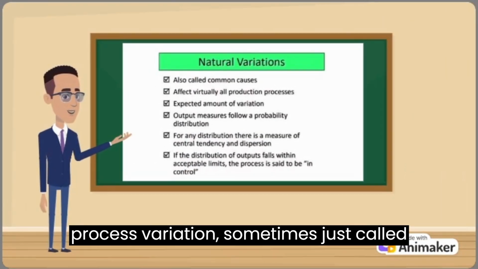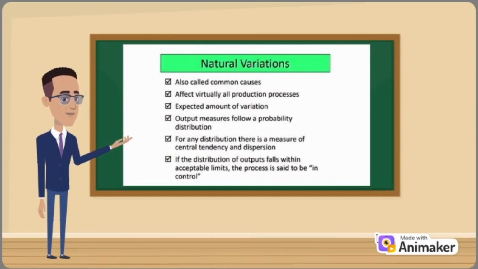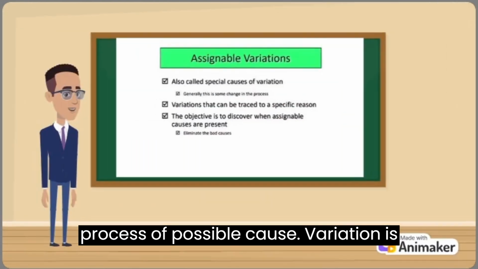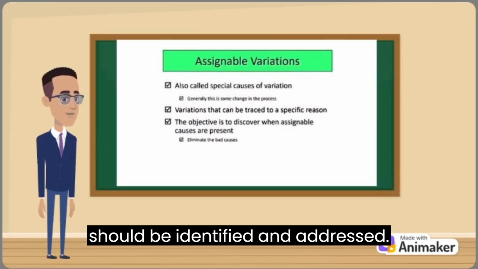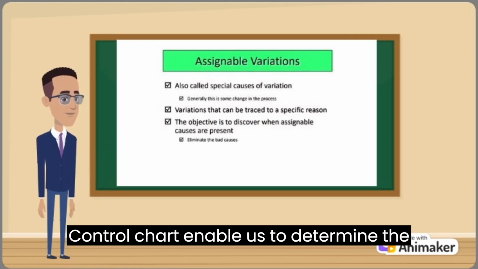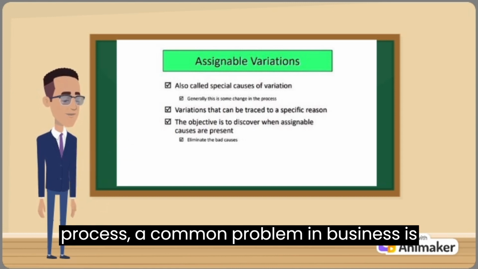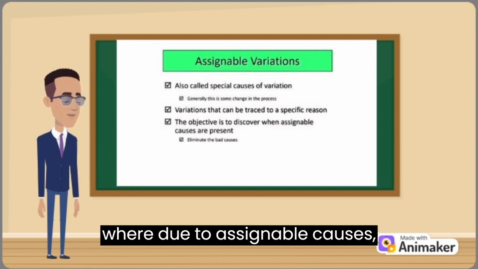Natural process variation, sometimes just called process variation, is the statistical description of natural fluctuations in process outputs. Assignable cause variation is unnatural variation in a process. It should be identified and addressed. Control charts enable us to determine the type of variation that exists in a process. A common problem in business is managers who treat all variation as if it were due to assignable causes.